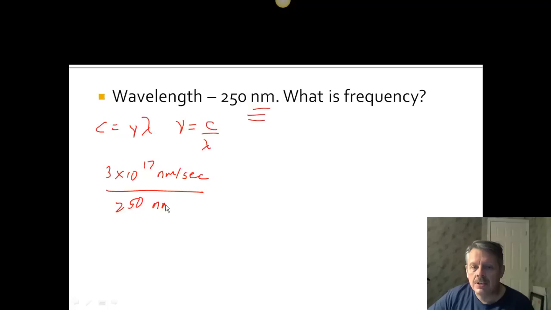If that's in nanometers, my nanometers are going to cancel. I'm going to be left with per seconds, which is cycles per second. Which, when I do the math here, that is going to give me 1.17 times 10 to the 15th cycles per second.